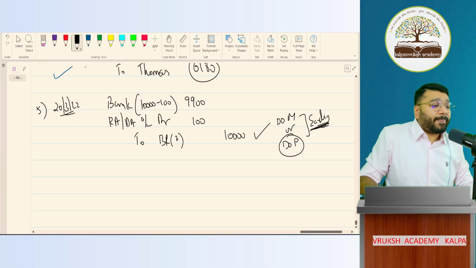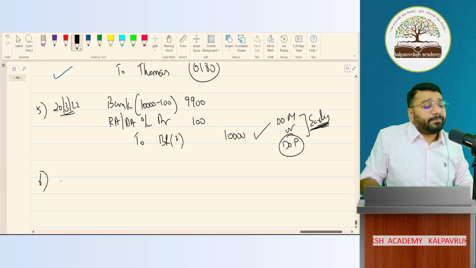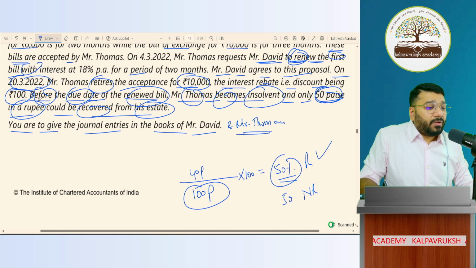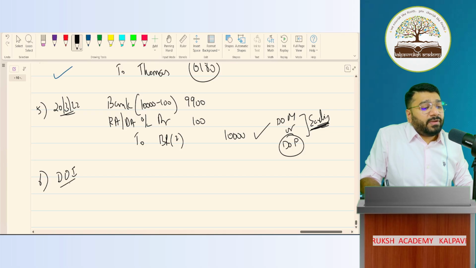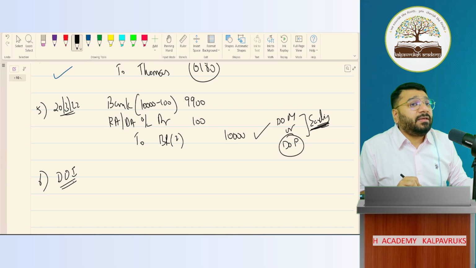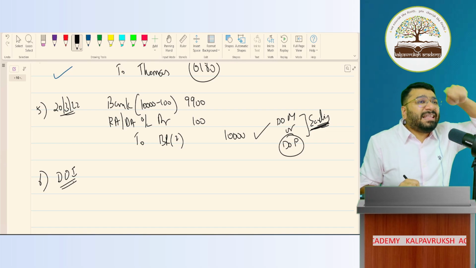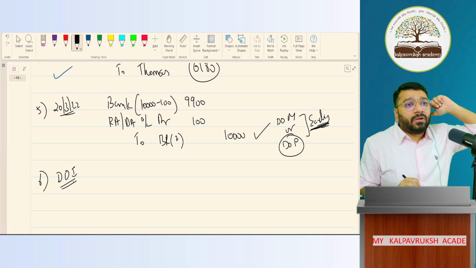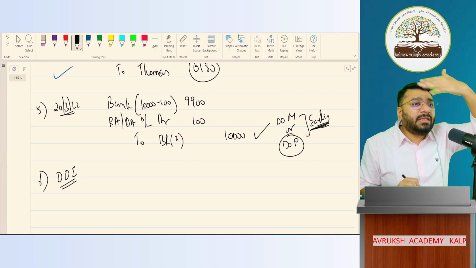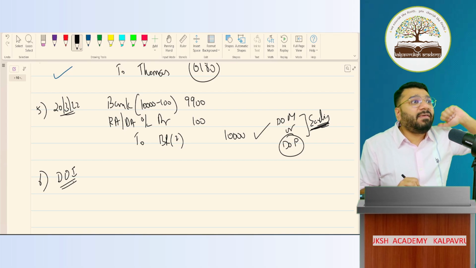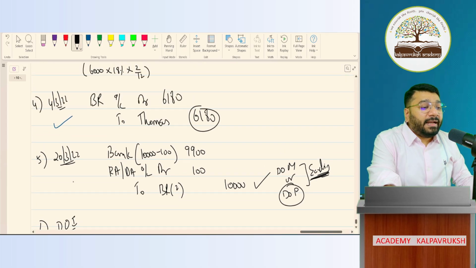Now, what is my next entry? Before the due date itself, the person became insolvent. Date is not given. So on the date of insolvency, what are they supposed to do? First, cancel the bill. If the information comes that he became insolvent, it means the value of your bill is over. The bill is no longer valuable. Understood?